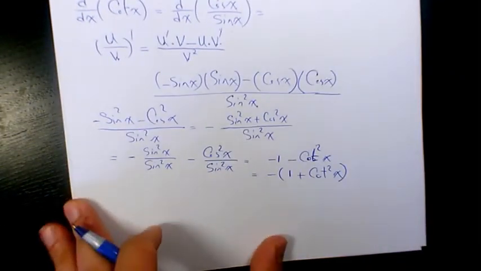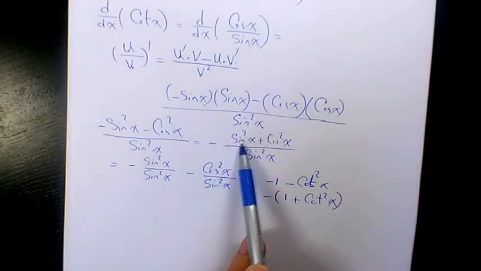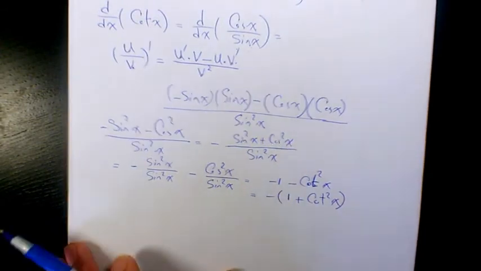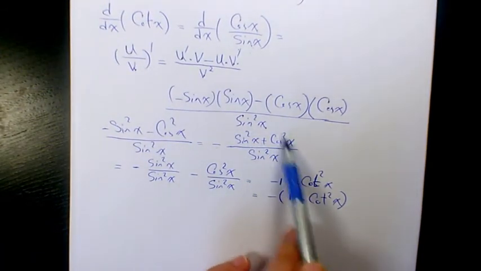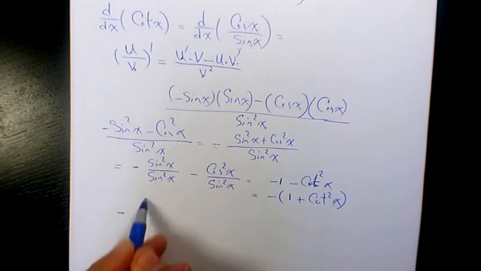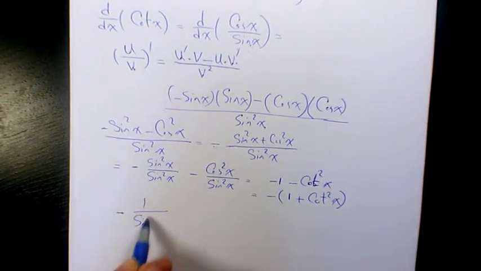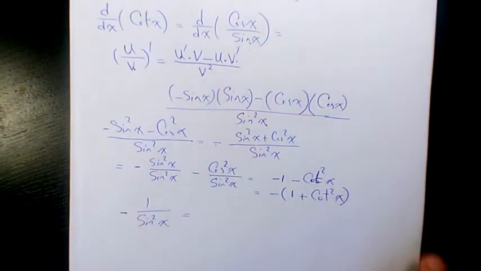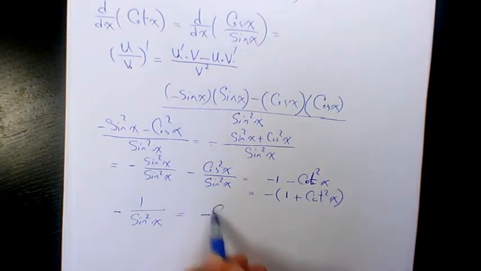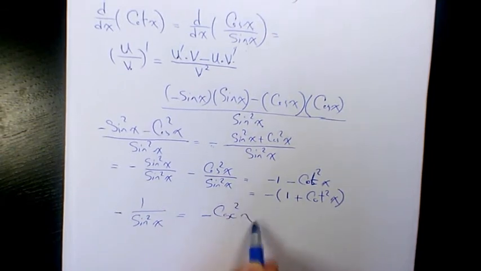Another answer will be from here. You have negative sine squared x plus cosine squared x divided by sine squared x. Sine squared x plus cosine squared x is always equal to 1. So it's going to be negative 1 over sine squared x. Or you can say, 1 over sine is cosecant. So that's going to be negative cosecant squared.